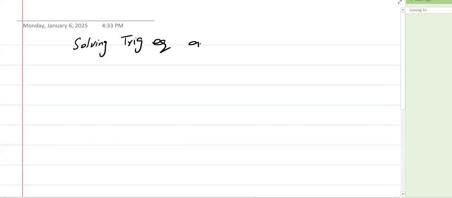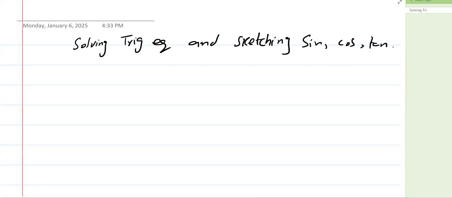We are going to talk about solving trigonometric equations and sketching sine, cosine, and tangent. We have to talk about these things. We will talk about the sketching of sine, cosine, and tangent, and the simple trigonometric equations we have to solve. Remember that sine, cosine, and tangent sketching we will do from 0 to 360 degrees.